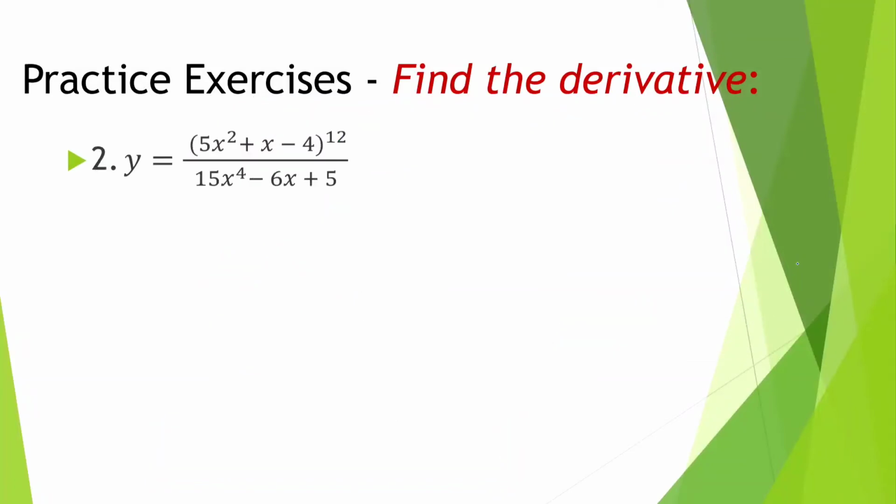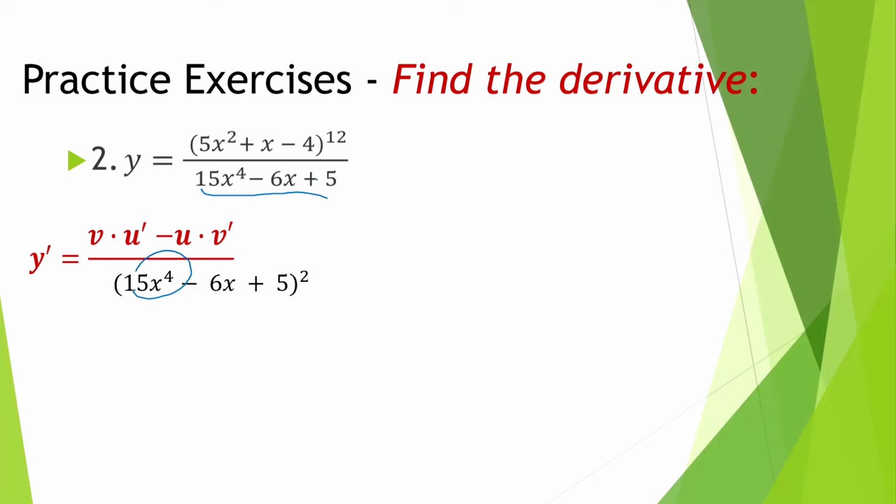We have this. So again, we will be applying the quotient rule. So we need to square the denominator. So square natin daw to. Yan. So that will be (15x to the 4th minus 6x plus 5), the quantity squared. Tapos kunin natin yung derivative ng numerator. Yun, chain rule siya, no? Baba si 12, tapos (5x squared plus x minus 4) to the 11. Then the derivative of this one, 10x plus 1. Tapos sa denominator naman, derivative will be 60x cubed minus 6.